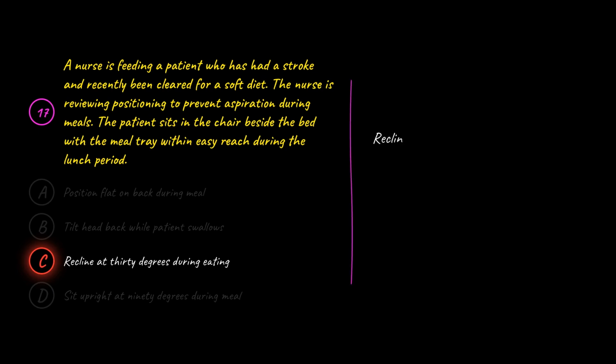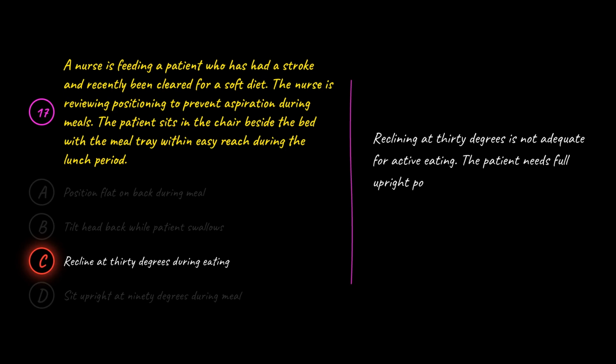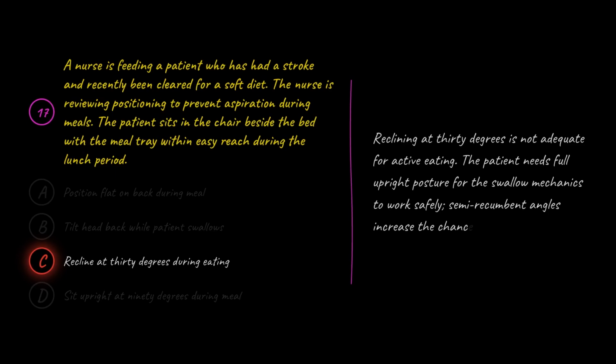C is wrong because reclining at 30 degrees is not adequate for active eating. The patient needs full upright posture for the swallow mechanics to work safely. Semi-recumbent angles increase the chance of aspiration. After a stroke, protecting the airway during meals is a critical nursing priority.